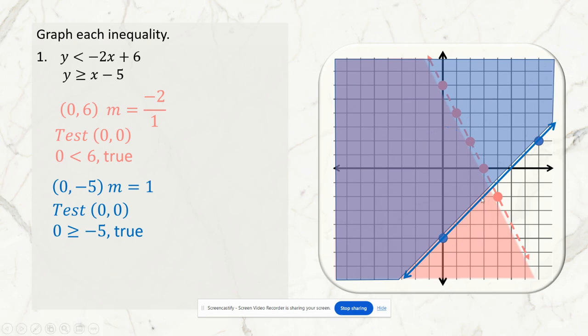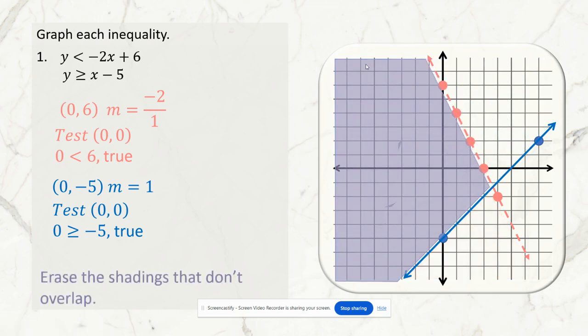These are our shadings that don't overlap right here. Right, these parts right here, there's no overlap. It's just blue or it's just salmon. So we erase those shadings to show our true final solution right there, that purple area. Okay, so that would be graphing this system of inequalities right here. That would be the solution to it.